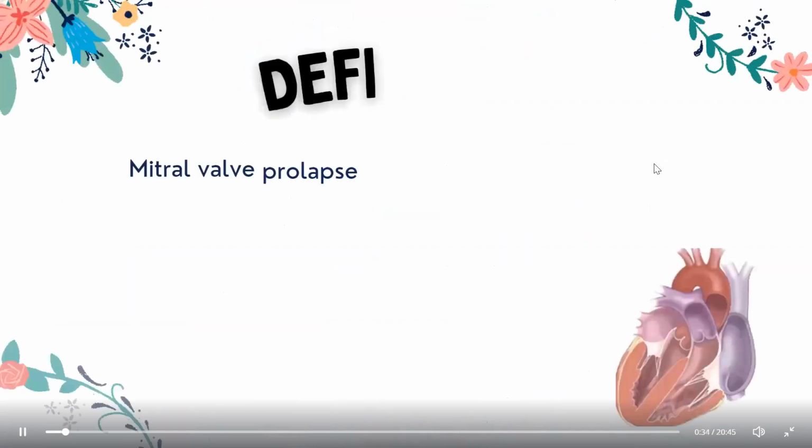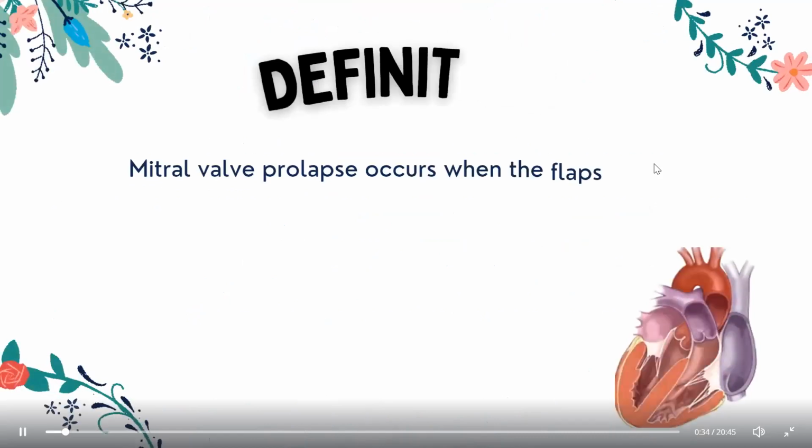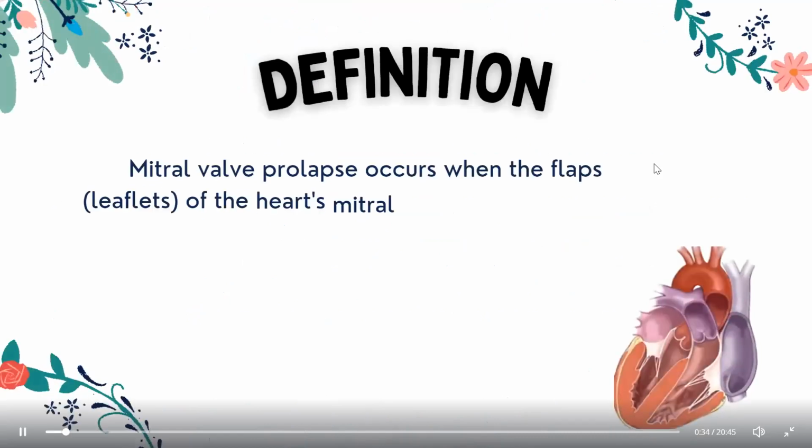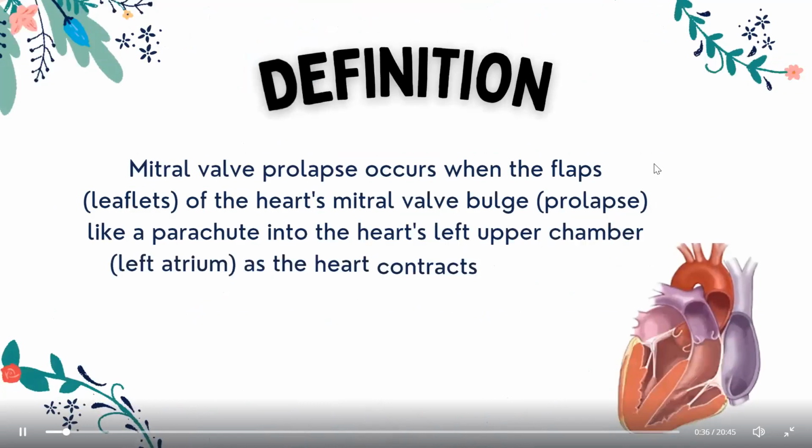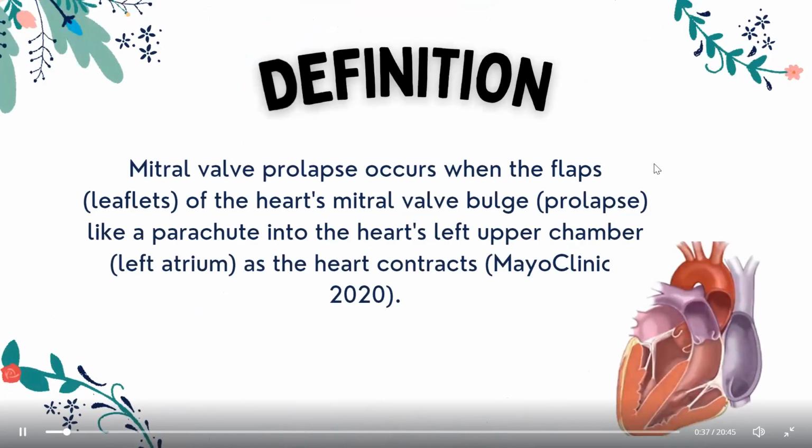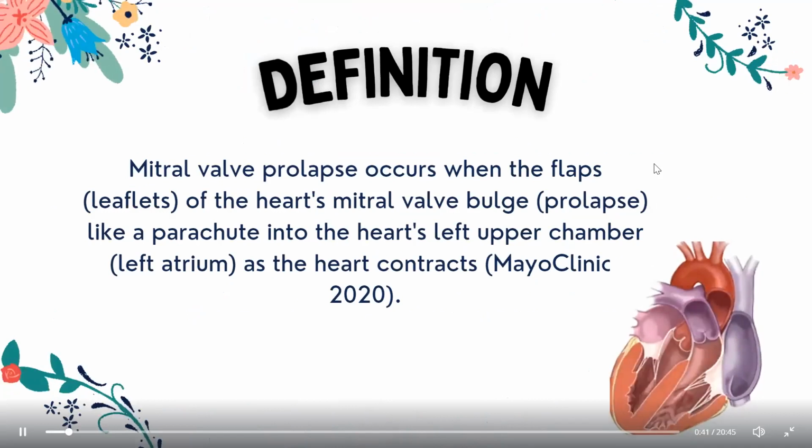Mitral valve prolapse occurs when the flaps or the leaflets of the heart's mitral valve bulge, prolapse, like a parachute into the heart's left upper chamber, the left atrium, as the heart contracts.